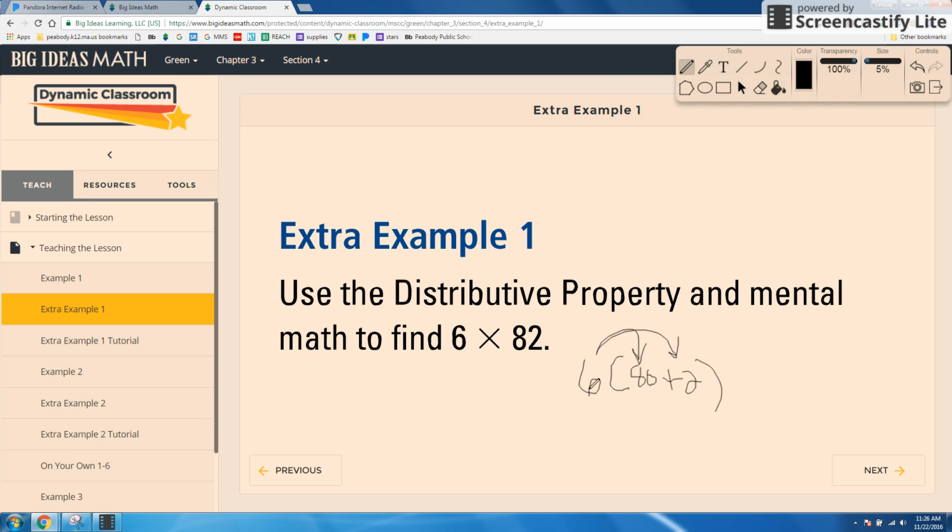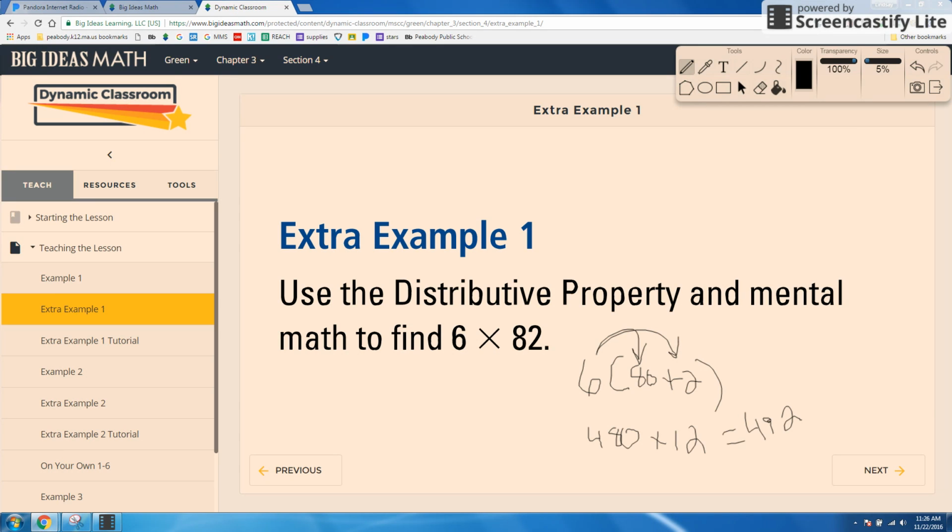I'm just going to write down the answer. So 6 times 80 is 480, just 48 with a 0 at the end. 6 times 2 is 12. Bring down the plus sign, and then add them together. And you can add them because they're both just numbers by themselves, so constants. So 492. Okay, so that would be how you would do this one.